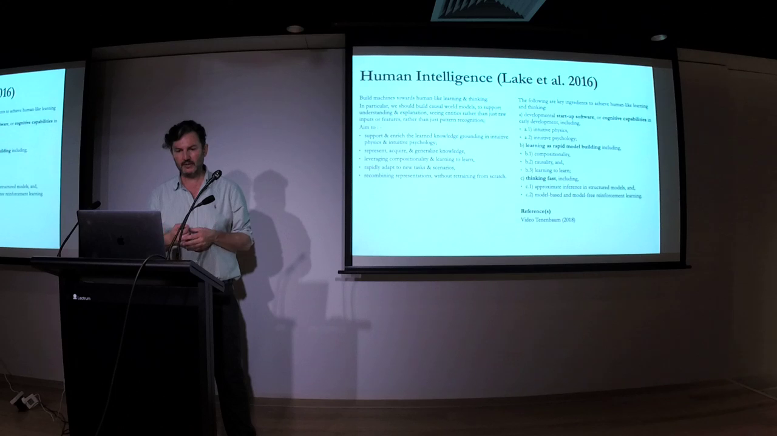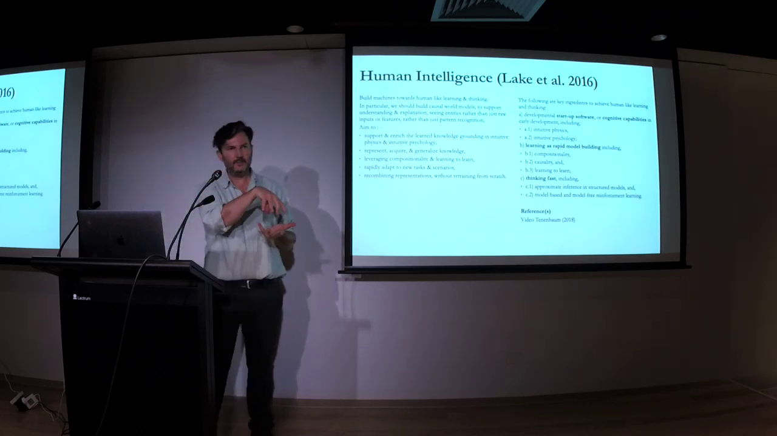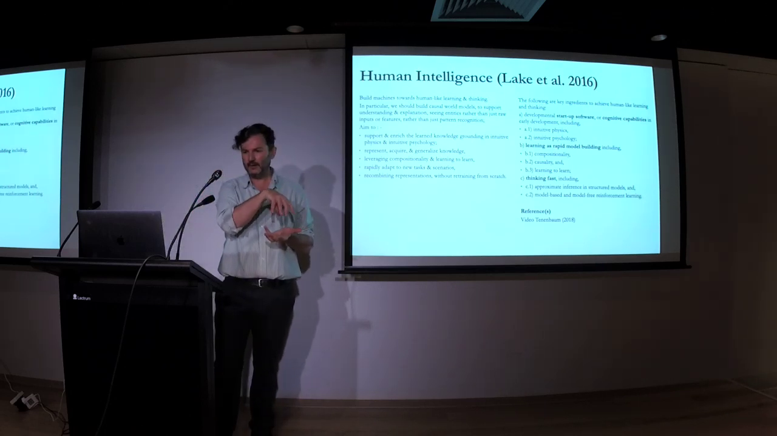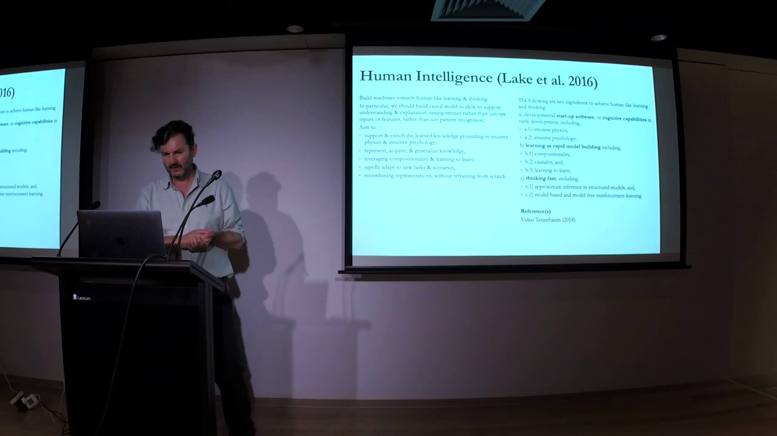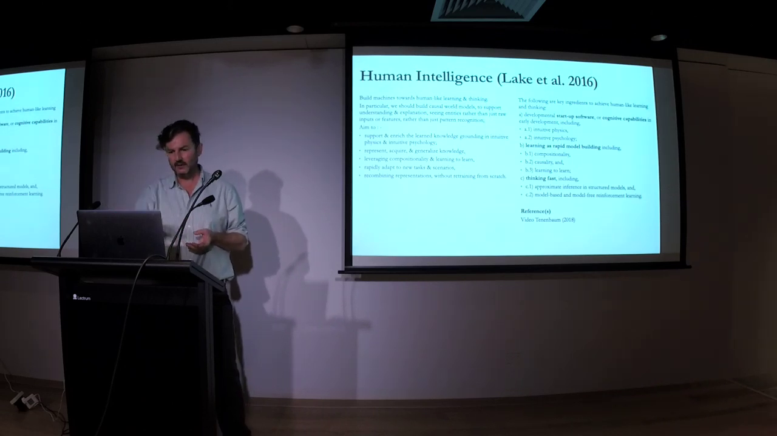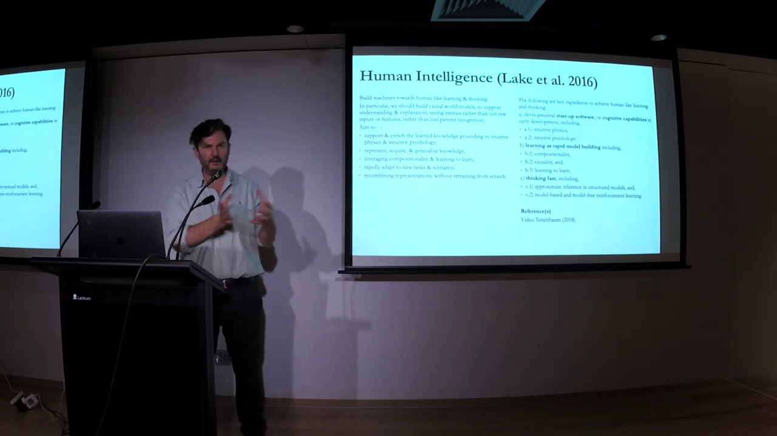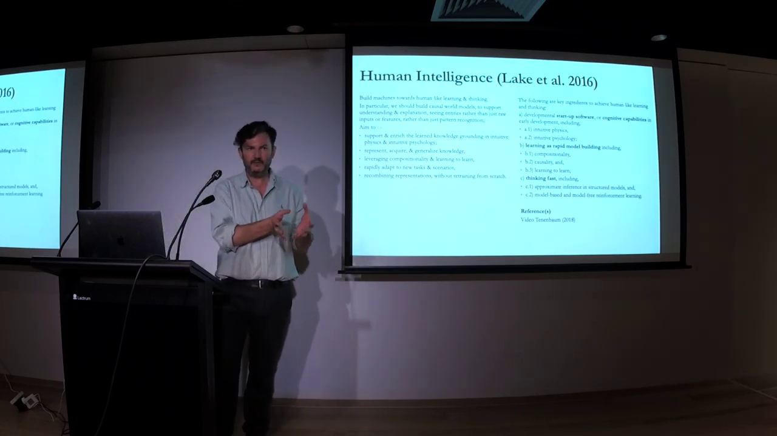represent acquired generalized knowledge, and leverage compositionality and learning to learn, and rapidly adapt to new tasks and scenarios. I don't think that really is the most important point there, which is rapidly adapting to new tasks and scenarios. And it just goes on to actually list it. I've got a reference there of Josh Tenenbaum, from the Center for Brains, Minds and Machines at MIT. He is one of those passionate and genuine people. If you ever get the chance to watch anything he presents, please do.